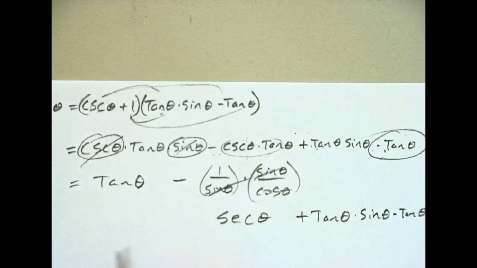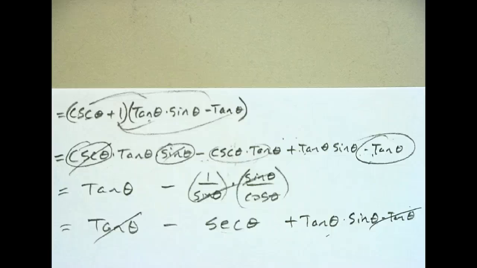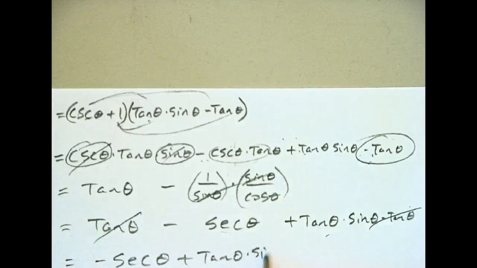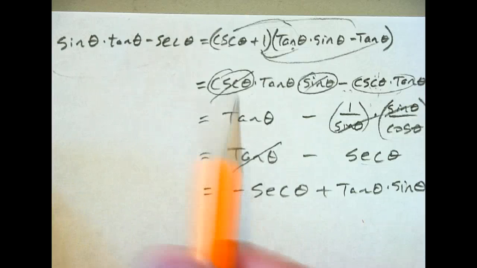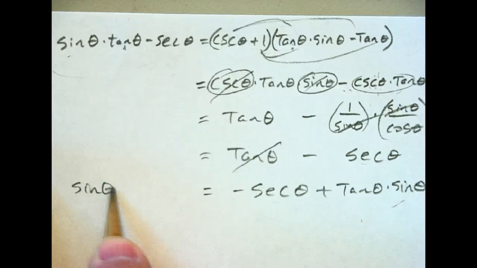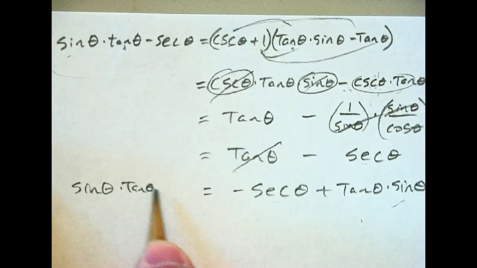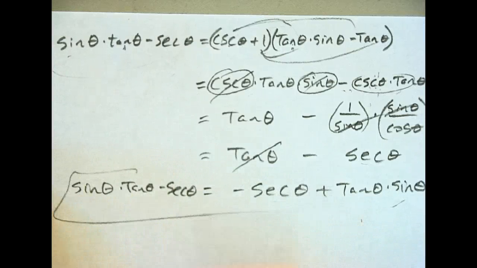okay, and then I have this tan theta I've got to bring down. All right, these are going to cancel. Tan minus tan is 0. So I get negative secant plus tan theta times sine theta, which is exactly what you have on that other side. You have sine theta times tan theta minus secant, just in a different order. Move that secant. You got it.